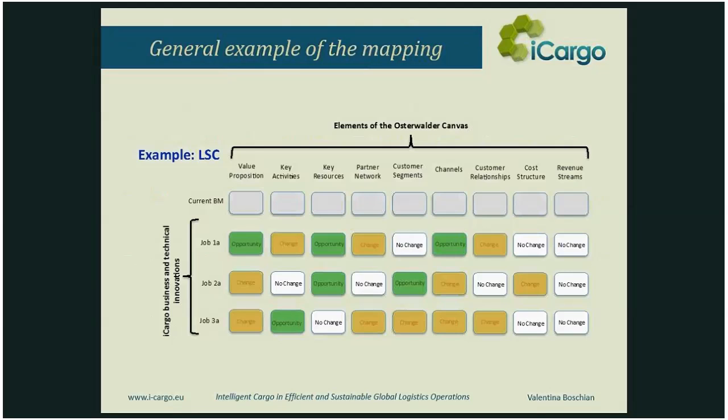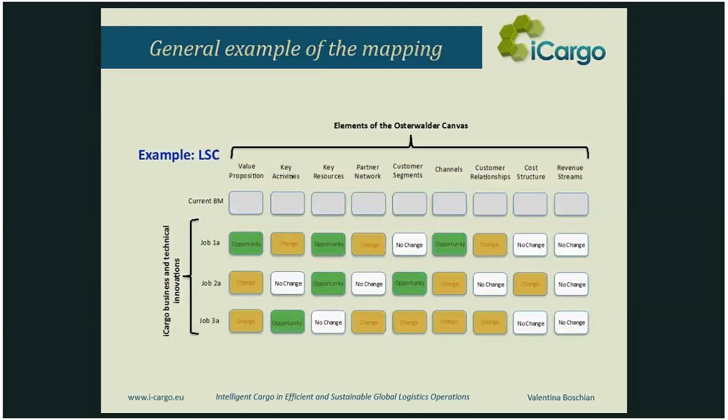The template is defined in different versions, one for each category of actors. In this slide 26, we can see the example for the LSC. On the top of this template, we can see the elements of the Osterwalder canvas. Each column represents one of the 9 elements of the canvas. We have value proposition, key activities, key resources, the network, customer segment, channels, cost structure, and revenue streams.